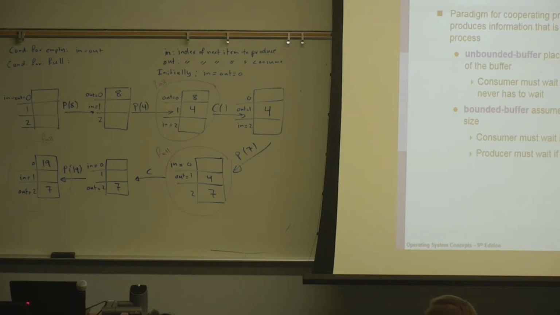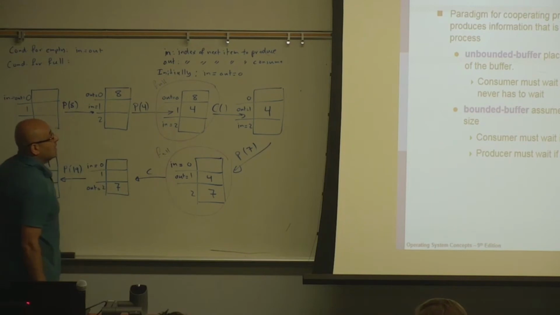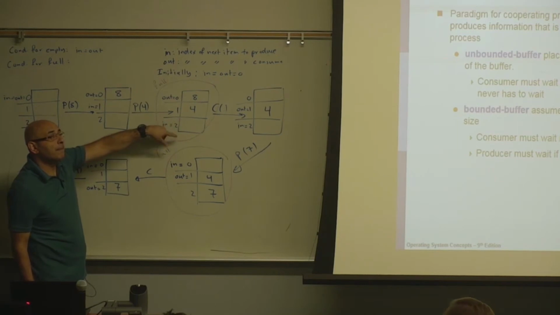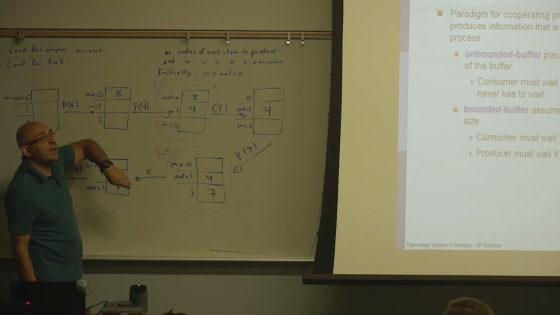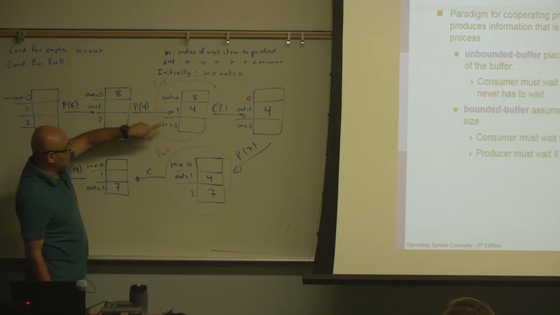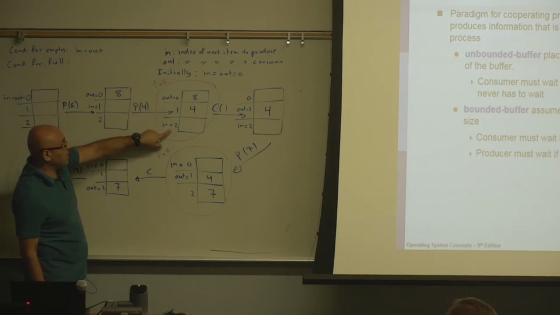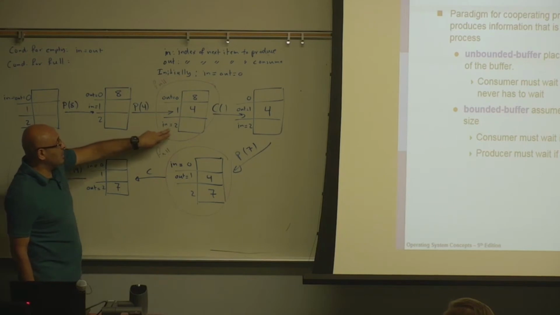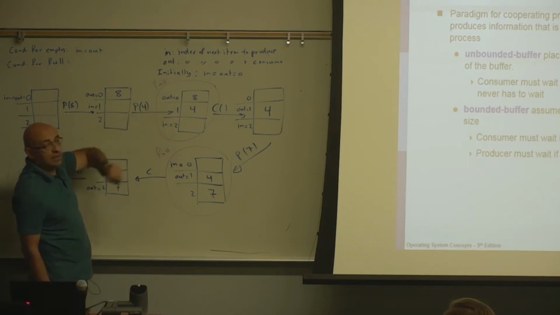In plus 1 equals out. In plus 1 equals out. But what about this? Mod buffer size. Oh, so if we add, in plus 1 mod buffer size is going to be equal to out. Because in here is 2. So 2 plus 1 mod 3 is going to be 0. And that's going to be out.